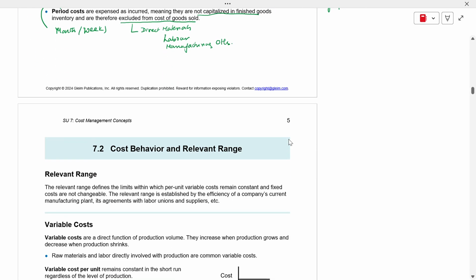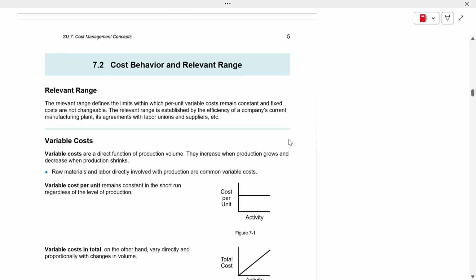Okay. Next. What is the second classification we are talking about? The cost behavior. What is the variable cost? Variable cost will change. Variable cost will grow when the production increases.